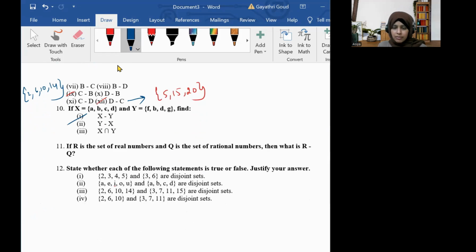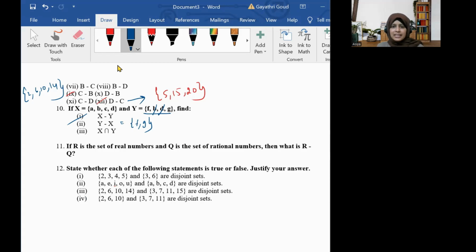Now, again, I will do second and third. First one will be given as homework. Y minus X. Now from Y, I will have to remove the elements of X. What does X contain? A, B, C, D. Do I have A, B, C, D? Yes, I have B and D. So whatever is remaining, F and G are remaining. So this will be my answer to Y minus X. I will just have to remove the elements of X from Y.